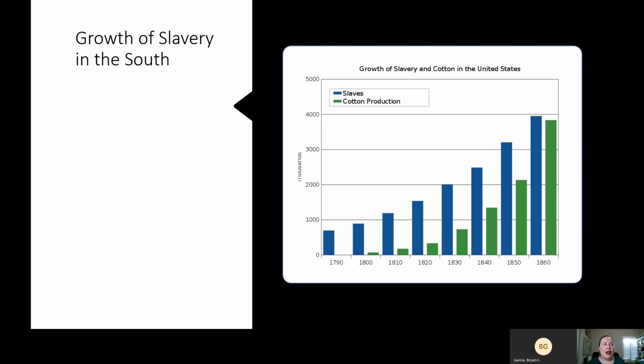All right. So here you can see a growth of slavery in the South. What's interesting is that the amount of slaves is fairly stable until we get past like 1810, 1820, and then it really skyrockets. And you can see that there is a correlation between slavery and cotton production. So the amount of slaves in the South really heavily increases along with the heavy increase in the production of cotton.